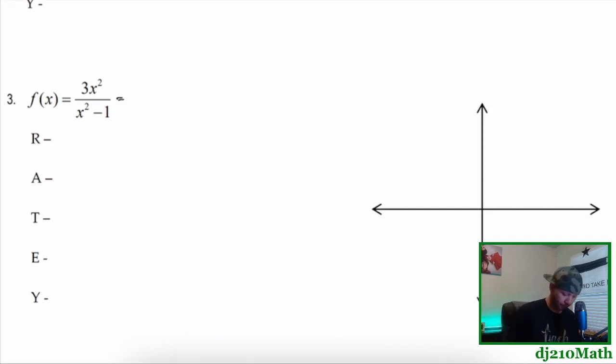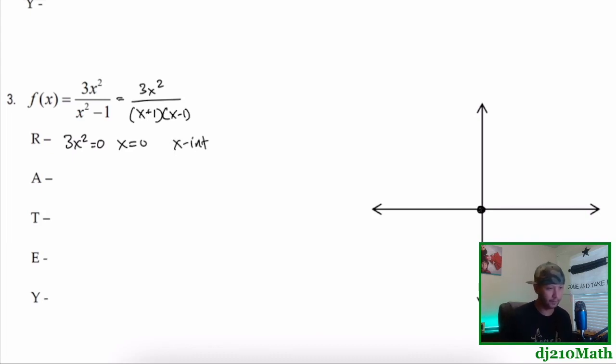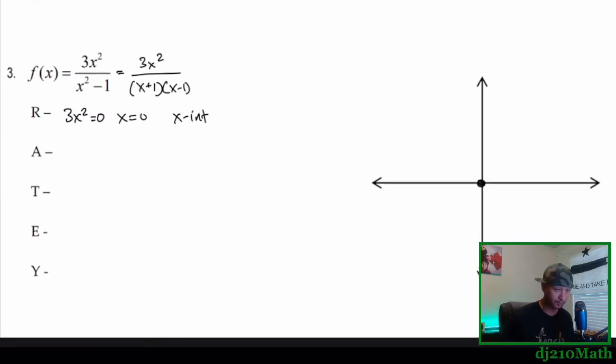So here we're going to factor the bottom, x plus 1, x minus 1. Setting the top equal to 0. Well, first off, nothing cancels, so that's fine. Setting the top equal to 0, we see that x has to equal 0. So the x-intercept is at x equals 0.